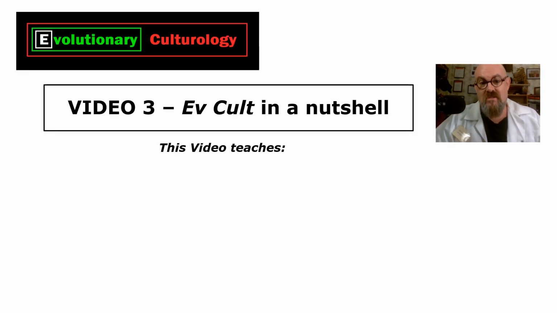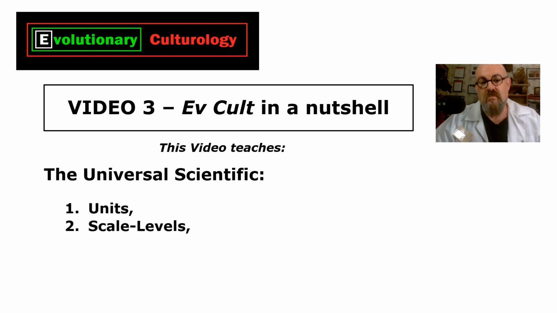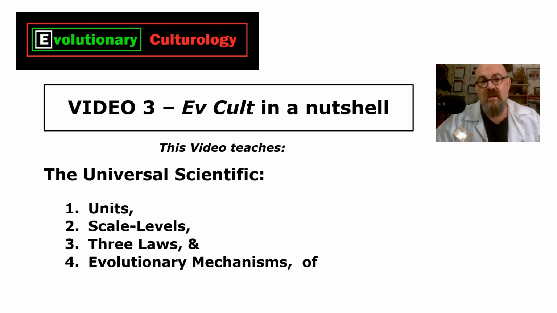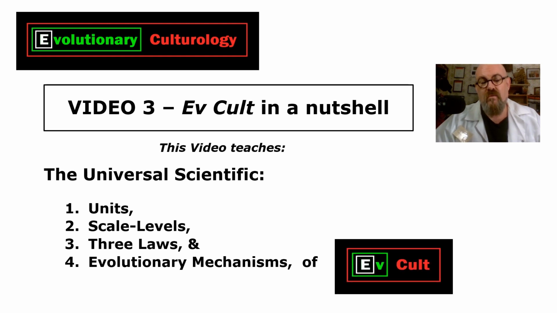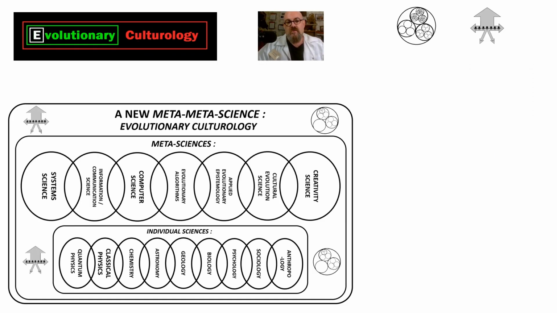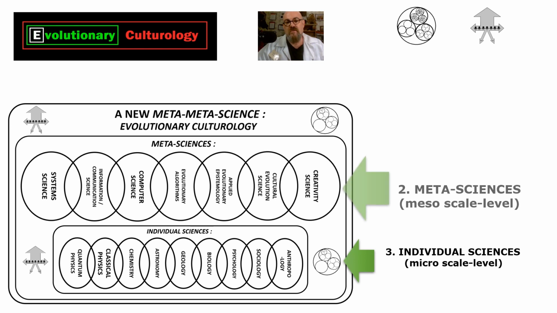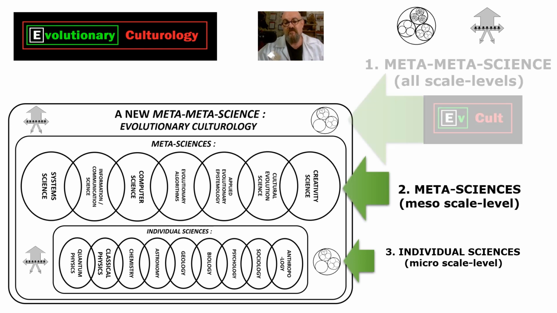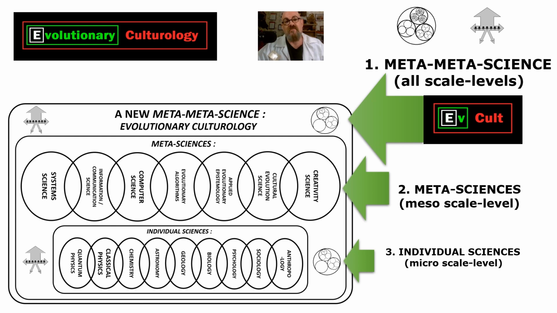This video teaches EvCult in a nutshell, namely the universal scientific units, scale levels, 3 laws, and evolutionary mechanisms of EvCult. From the last video we saw the 3 scale levels of science: the individual sciences, the meta sciences, and a meta science which applies to all scale levels. That's EvCult.